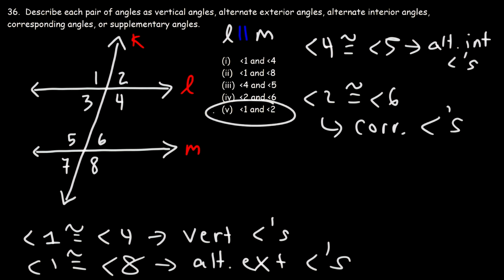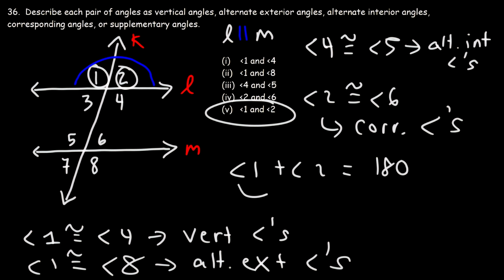Now the last one, angles 1 and 2. What would you say about those two angles? So here's 1, here's 2. Notice that they form a linear pair. They add up to a straight angle, or 180 degrees. So angle 1 plus angle 2 is going to equal 180.